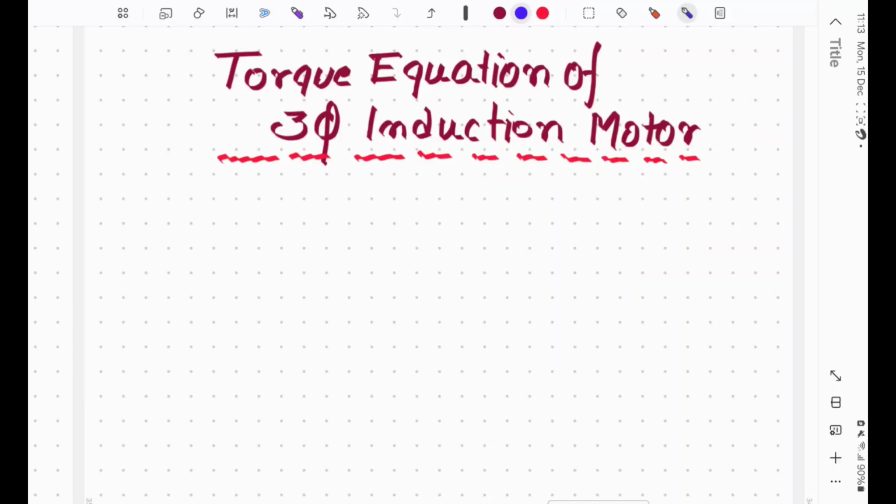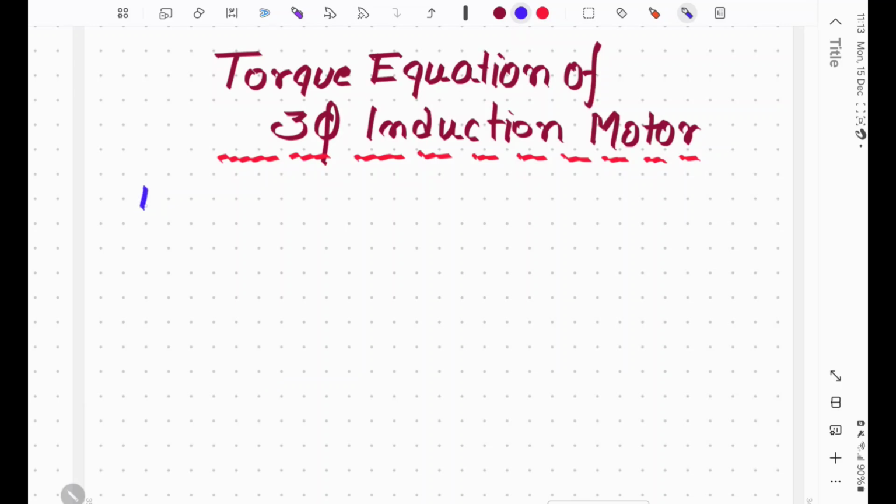Hello everyone. In this lecture I will be explaining the torque equation of a three-phase induction motor. This is one of the important topics in electrical machines. So let's start. Torque in a three-phase induction motor is determined by three key factors.